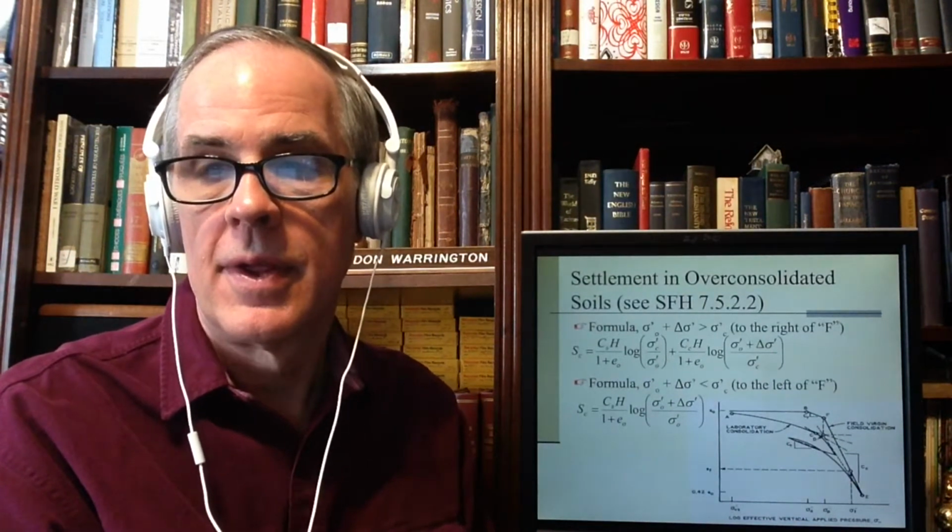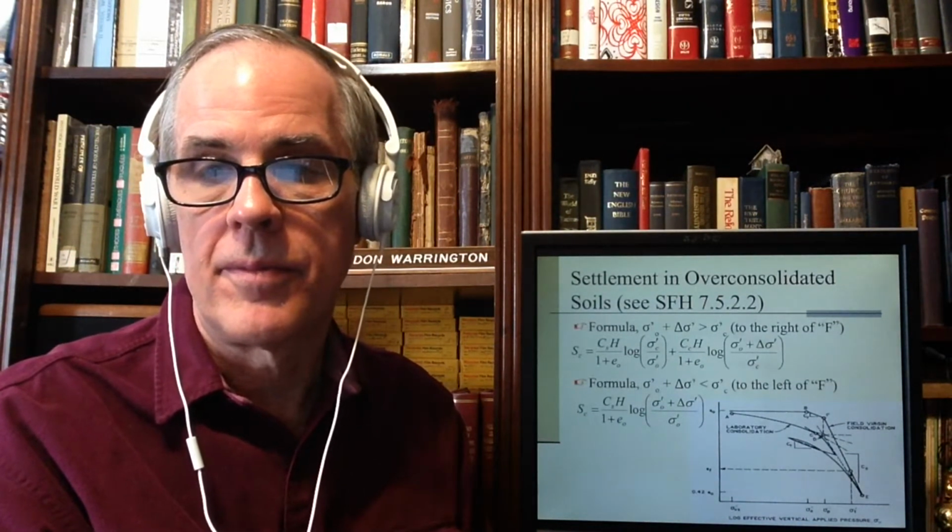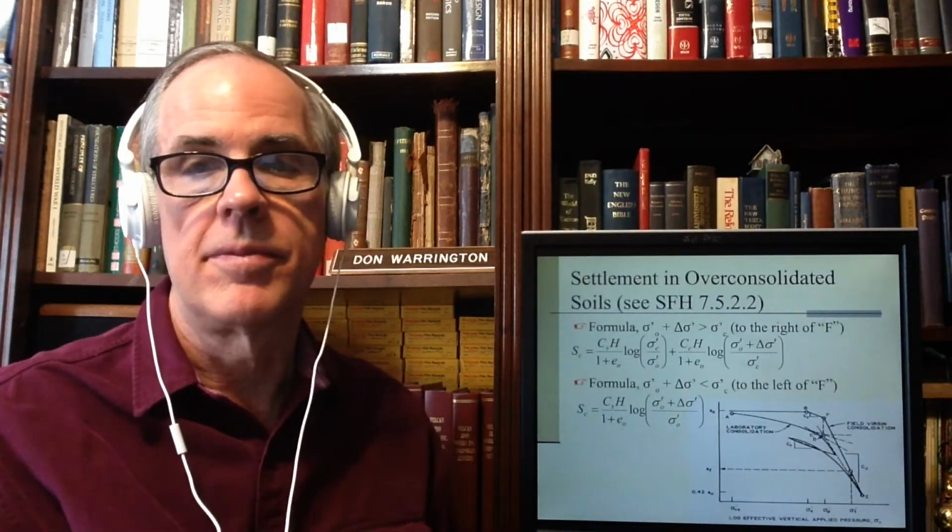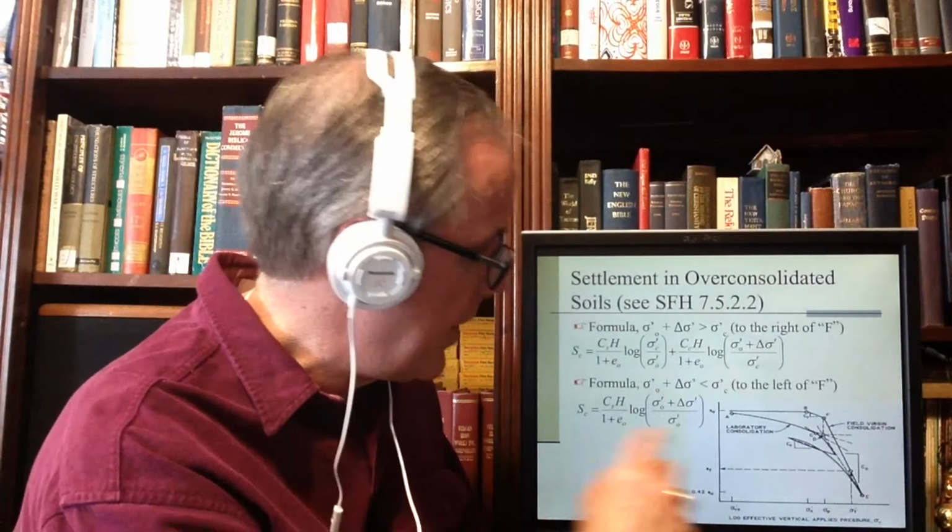If sigma naught plus delta sigma is greater than sigma P or sigma C, then the settlement is equal to the settlement we get from here to here plus the settlement we get from here down to wherever we stop. If, on the other hand, the stress that we're at is somewhere between here and here, in other words, if the applied stress is lower than the pre-consolidation pressure, then we use this formula right here.